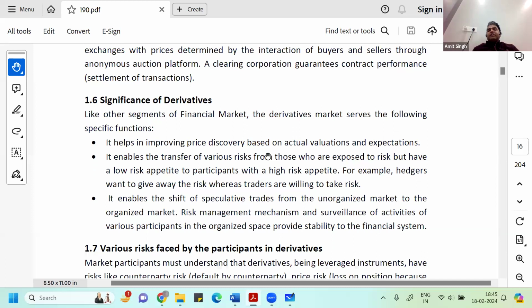When I talk about the significance of derivatives, they help in improving price discovery based on actual valuation and expectation. It enables the transfer of various risks from those who are exposed to risk but have low risk appetite to participants with high risk appetite. For example, a hedger wants to give away the risk while the trader is willing to take it. It enables the shift of speculative trade from unorganized markets to the organized market. Risk management mechanisms and surveillance of the activities of various participants in the organized space provide stability to the financial system.